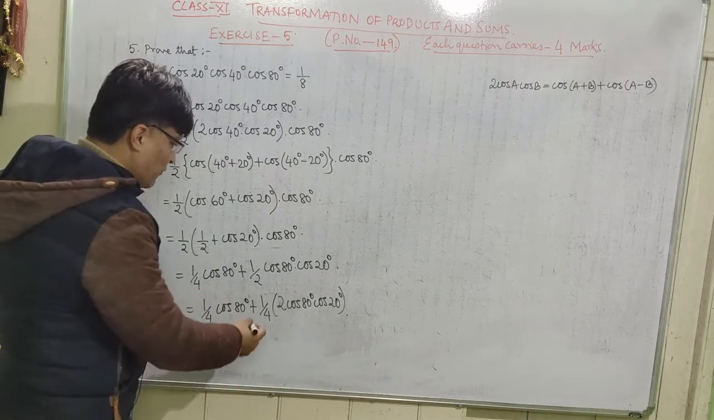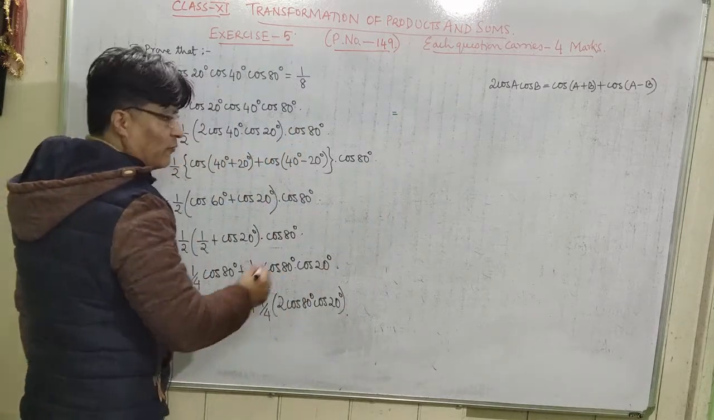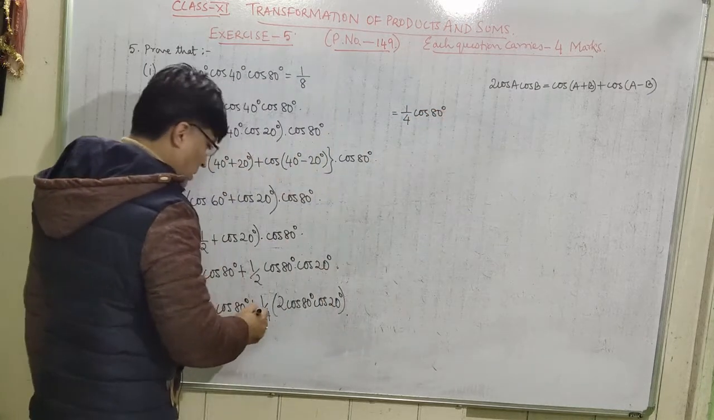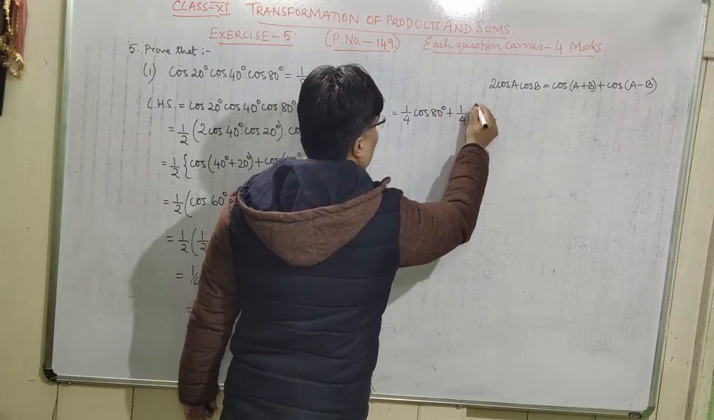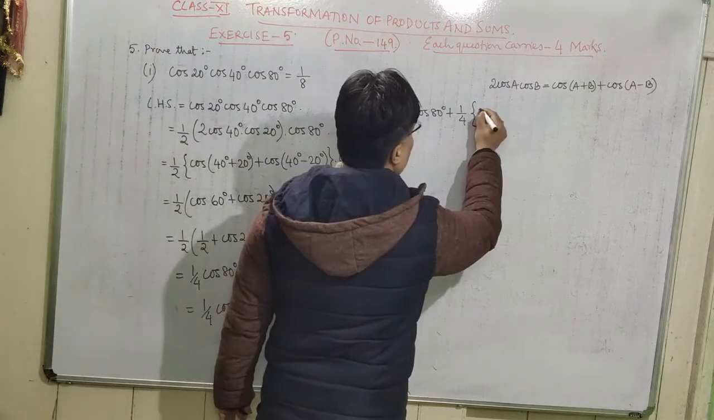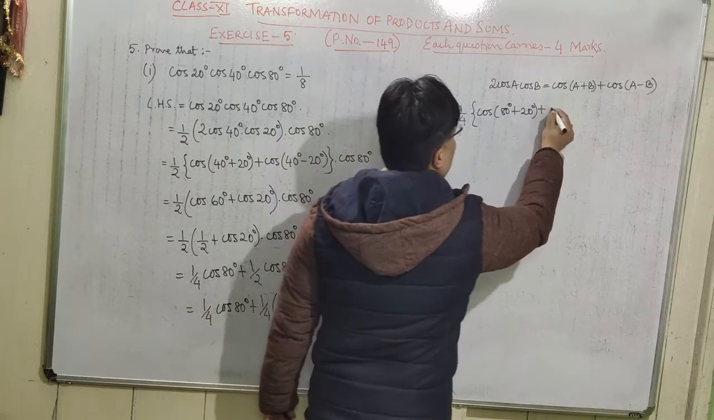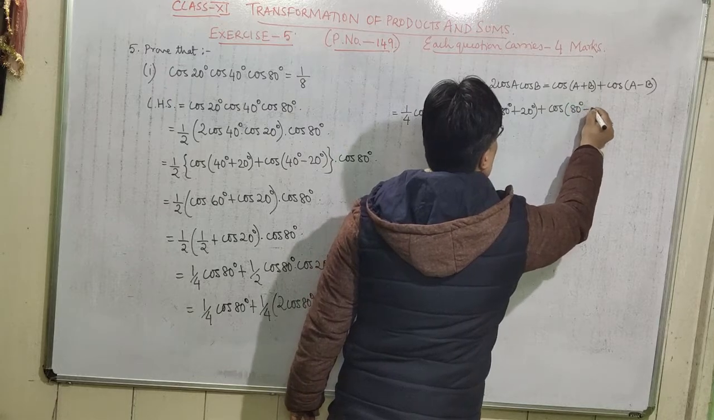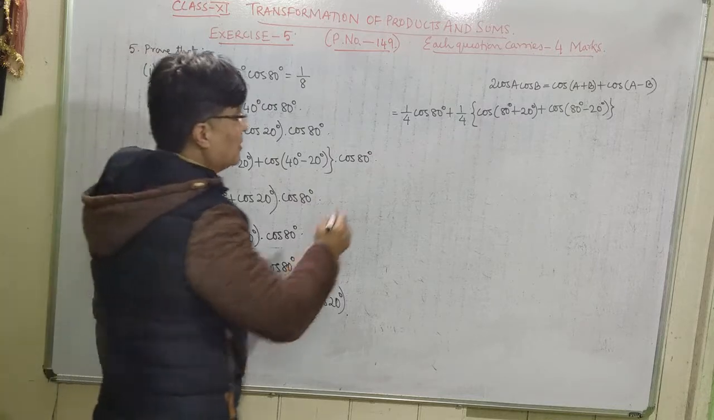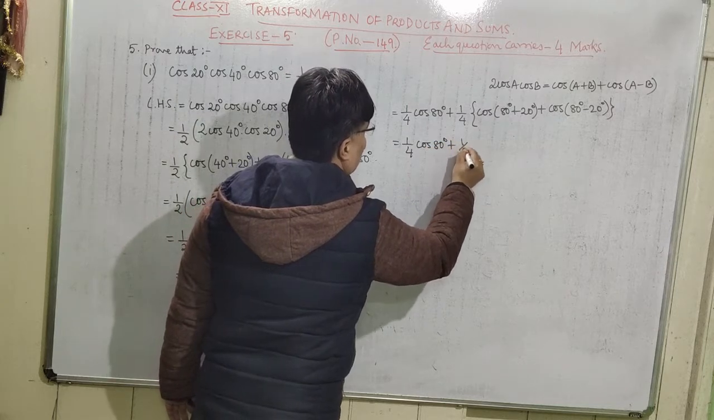Okay. So now let us use the formula for this case. 2 cos 80 cos 20 is equal to, now it is 1/4 cos 80 degree plus 1/4. Now within second bracket, again use the same formula, 2 cos A cos B. So it is cos of A plus B, 80 plus 20, plus cos of A minus B, 80 minus 20 degree, right? Here A is 80 and B is 20. Is that clear? So which is equal to 1/4 cos 80 degree plus 1/4.